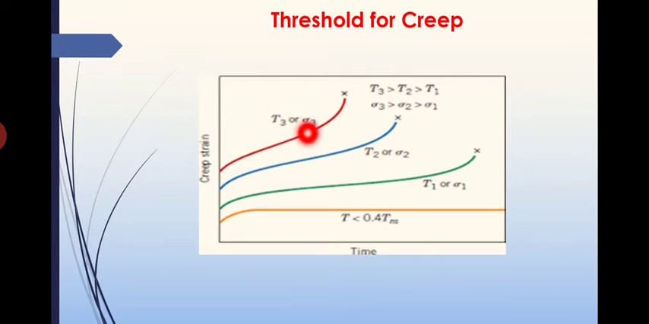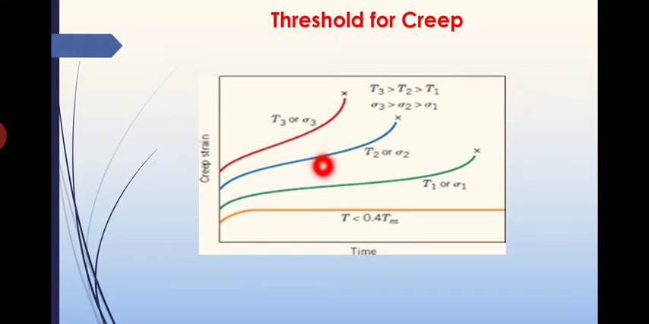So a different set of stress and temperature combinations, and the corresponding creep curve, is shown here. Of course, T1 is less than T2 and T3 is always greater than T2. See, T3 is greater than T2 and T2 is greater than T1. Similarly, sigma 3 is greater than sigma 2 and sigma 2 is greater than sigma 1. So coming towards this side, stress and temperature are less, and going upward, stress and temperature are more.